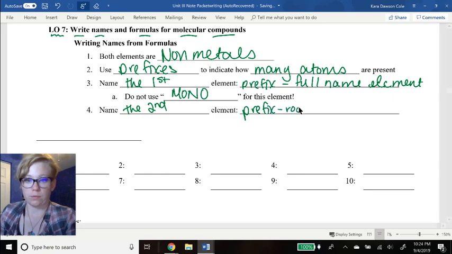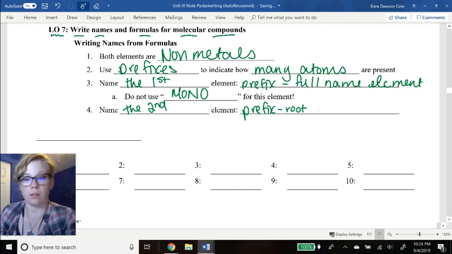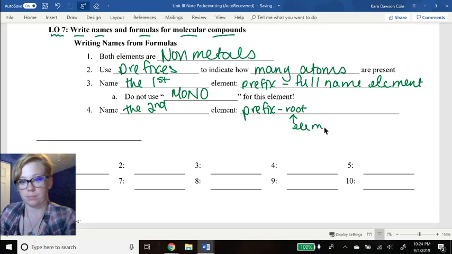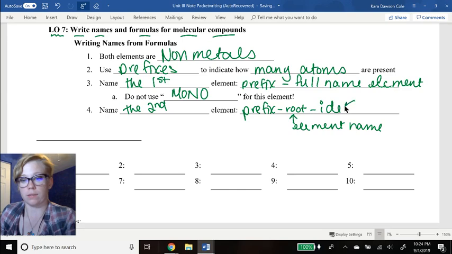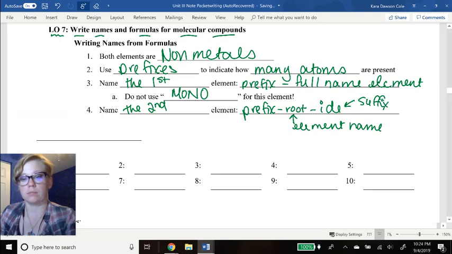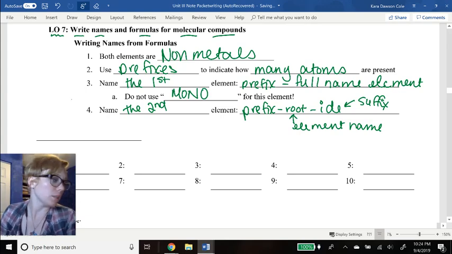the root of the element, so the root word of the element name. And then we're changing the suffix again to IDE. So prefix, suffix.